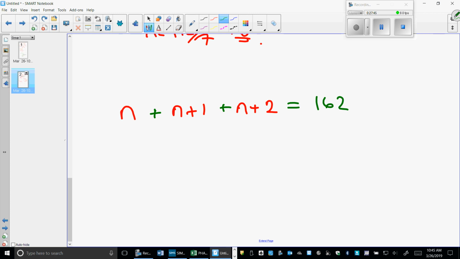So then what would we do? We've got lots of letters and lots of numbers. What do we normally do to those things? Madison, what do we do? Not subtract. We've got n plus 1 plus n plus 2. Look, same letters. What could we do with them? We're going to simplify it, okay? How do we simplify that?